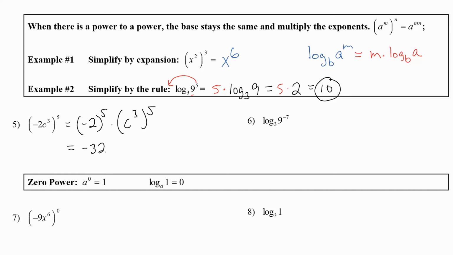That'll be negative 32. And then that's just dealing with those numbers. But the next one we have a power. So that's c to the 15th. We just multiply the exponents. So the same thing on this one.